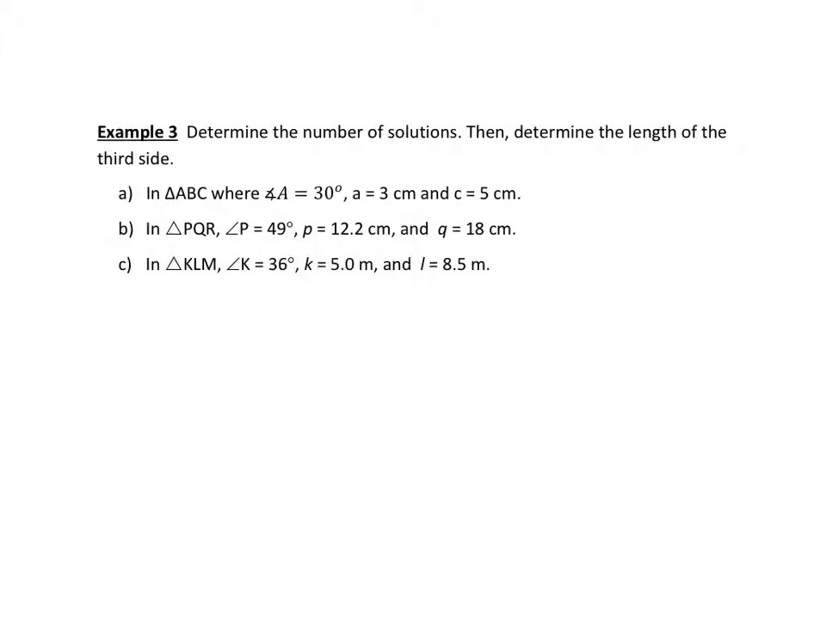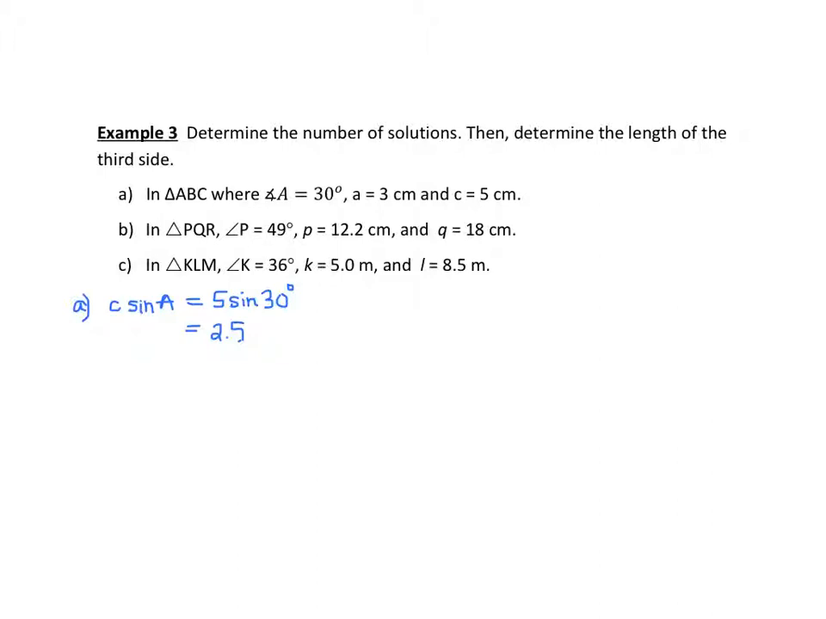So in this first one, we're given angle A, side A, and a third side, which is side C. This is what I meant about the fact that it doesn't always have to be labeled ABC. In this case, the third side is C. So we're going to check the value of C sine A. C is 5 and A is 30 degrees, so that equals 2.5.